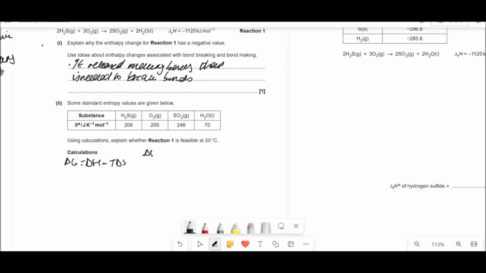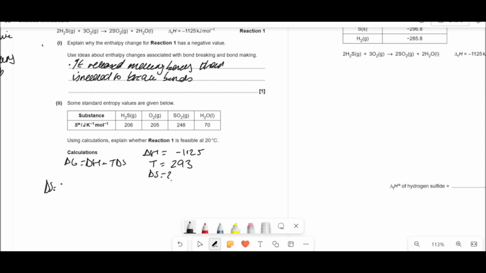So we know that delta H is going to be minus 1125 kilojoules per mole. We know that T is 20 degrees, but this only works in Kelvin, so you're going to have to convert that to kelvins by adding 273. So the temperature there is going to be 293. And delta S is what we need to find out.